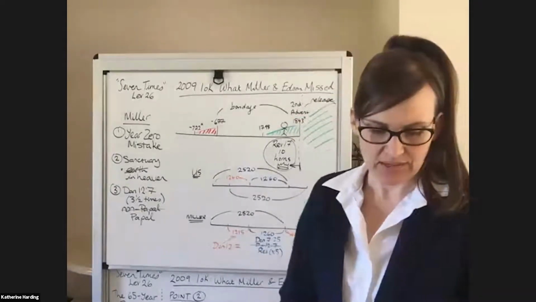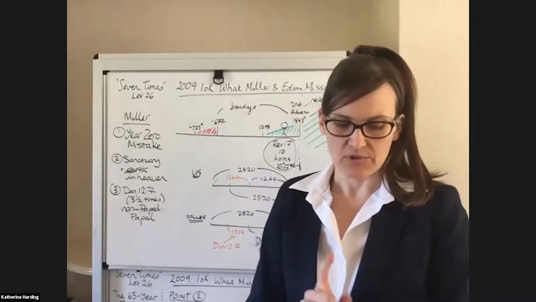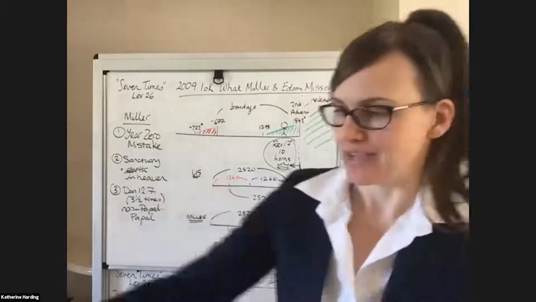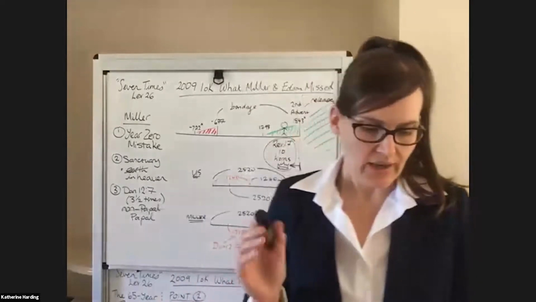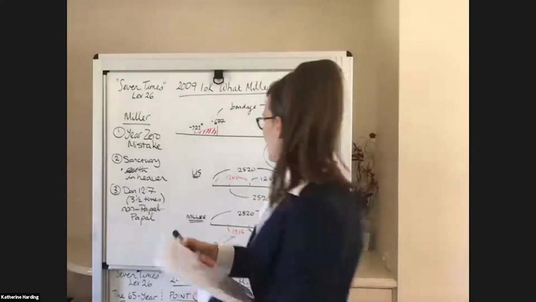Daniel saw the same thing as Moses, and only to Daniel the time was divided. But what does that mean? Moses saw the same thing, but for Daniel the time was divided.